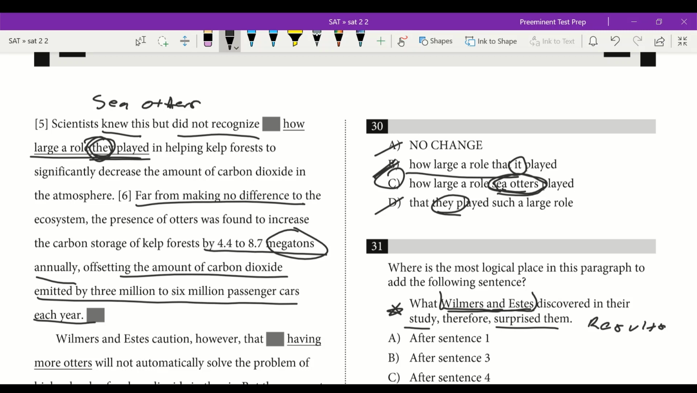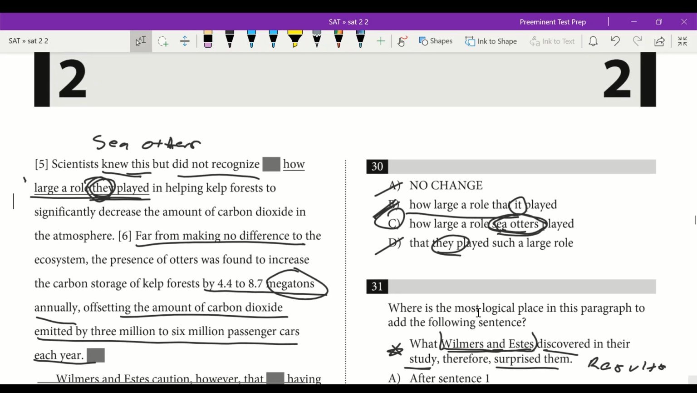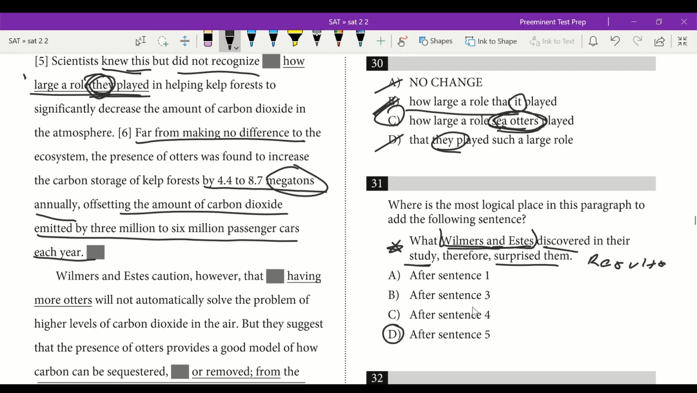So we have our introduction to what they discovered in the study, right? We had background information about how they knew something but didn't recognize how significant it was. And then we have them explaining that what they discovered surprised them and then explaining their results, right? So I'm going to go ahead and say after sentence 5, right? Because we want it to precede our results but come after an introduction of that study. So that it's linking the study to the results.